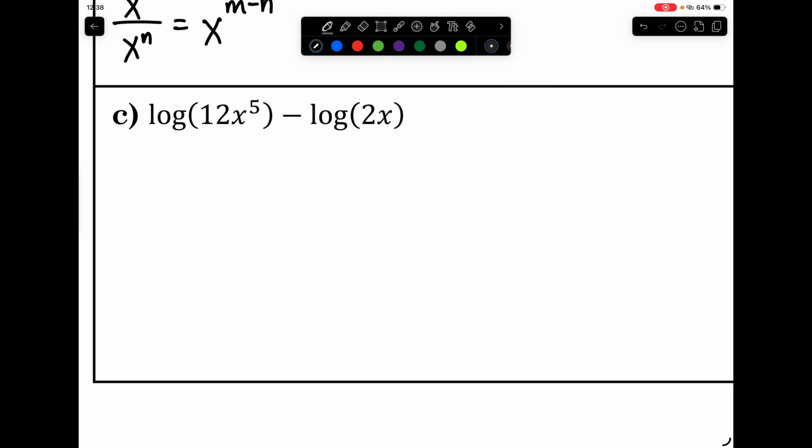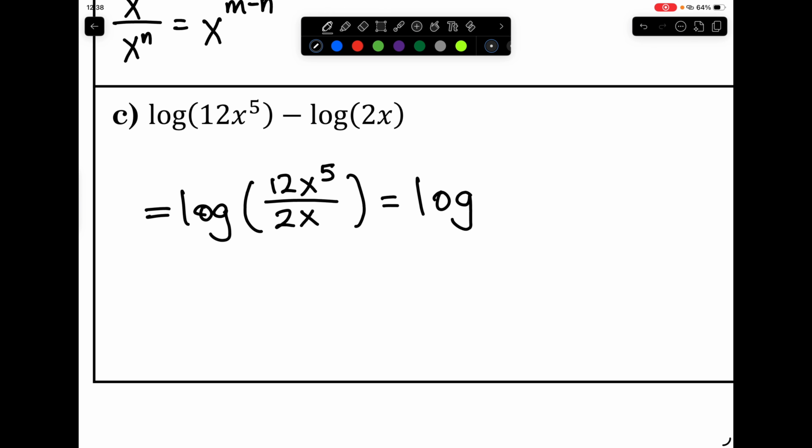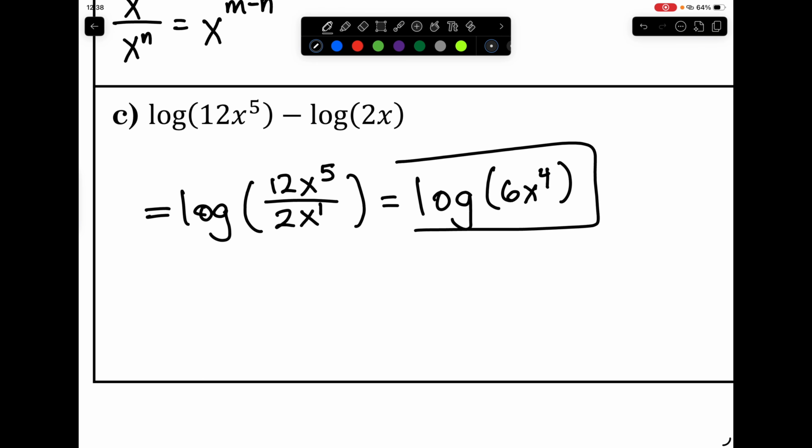So moving along to the next example, this would be the common log of 12x to the fifth divided by 2x, which does reduce to, well, 12 divided by 2, that's 6. And x to the fifth divided by x to the first, that's going to be x to the fourth. So there is your condensed form to that format up there.